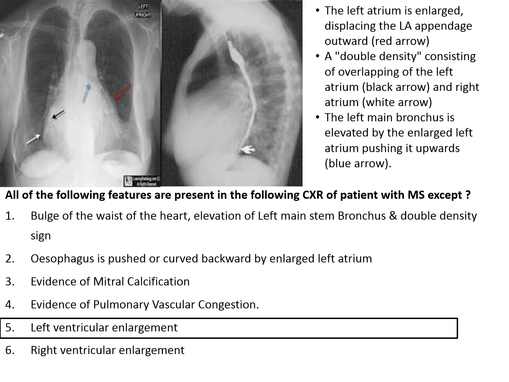In the lateral X-ray, we can see the barium-filled esophagus indented by the enlarged left atrium. We can see evidence of mitral valve calcification. We can see also evidence of right ventricular enlargement as indicated by obliteration of the retrosternal space.